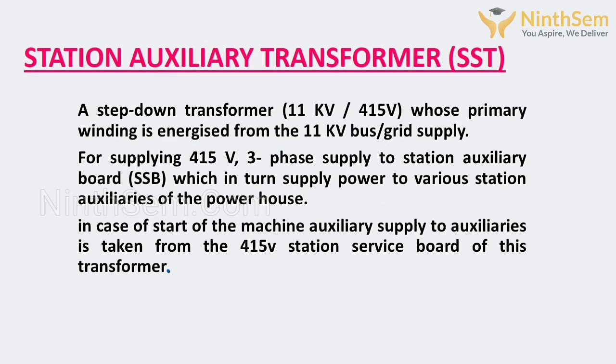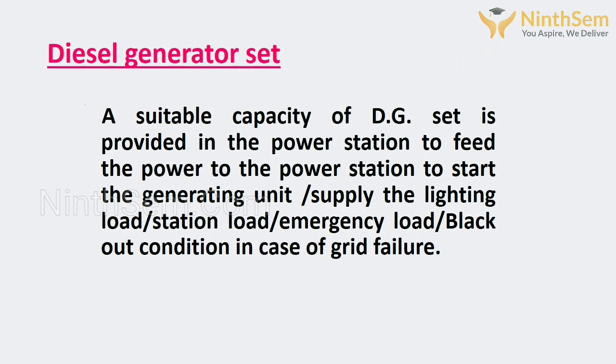Station auxiliary transformer, a step-down transformer, 11 kV to 450 volts, whose primary winding is energized from the 11 kV bus grid supply, for supplying 450 volts three phase supply to the station auxiliary board, which in turn supplies power to various station auxiliaries of the powerhouse. In case of start of machines, auxiliary supply to auxiliaries is taken from the 450 volts station service boards through this transformer. Diesel generator set.